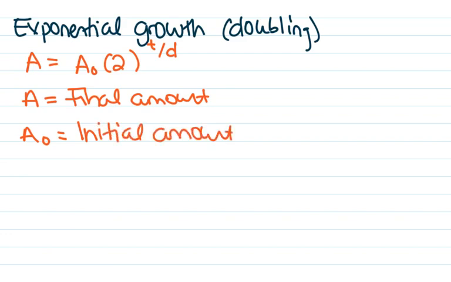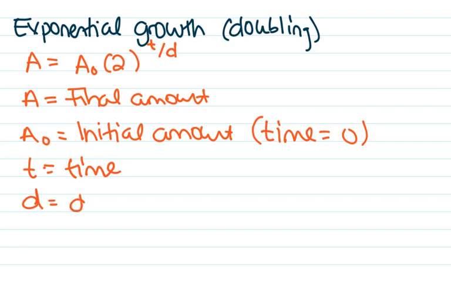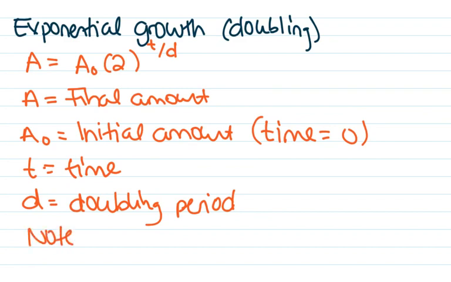And we use this expression because this is when time equals 0. That's where I'll write time. So at the beginning, when time hasn't started yet, your initial amount, this is how much you have. T is time, and D is the doubling period. And just a note here, T over D equals the number of growth periods.